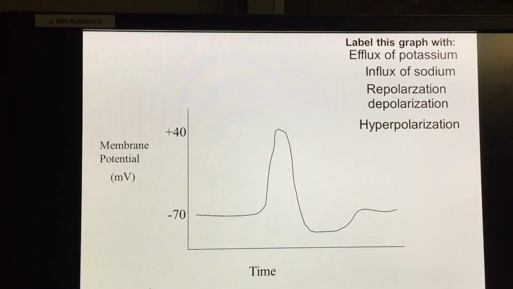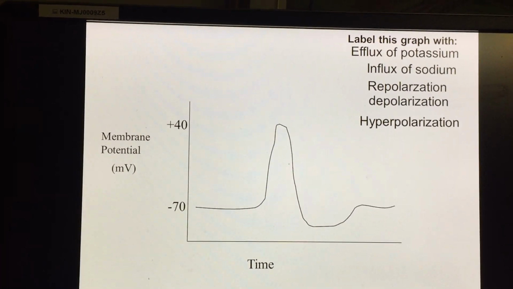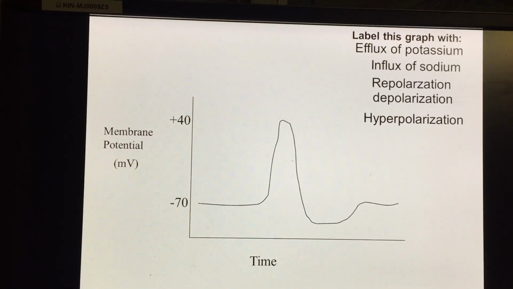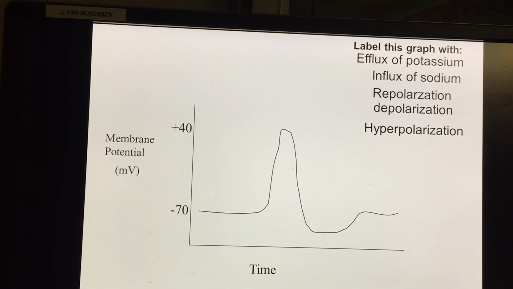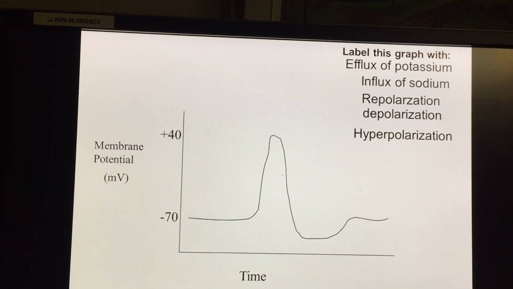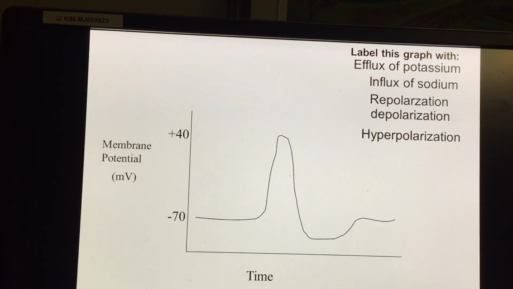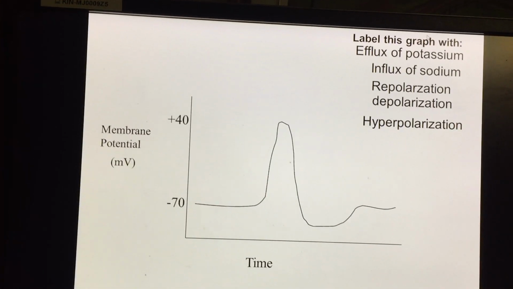So this is the third part of your lecture for KIN 225 for January 27th. This graph shows a review of what happens to the muscle membrane charge during muscle contraction. So this review exercise involves labeling the graph with these different terms.